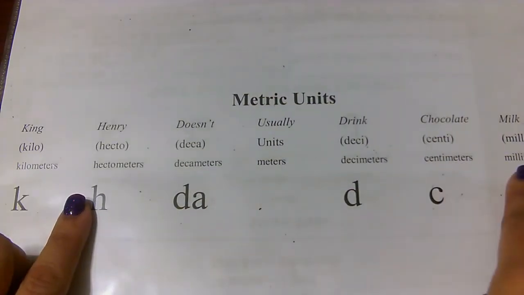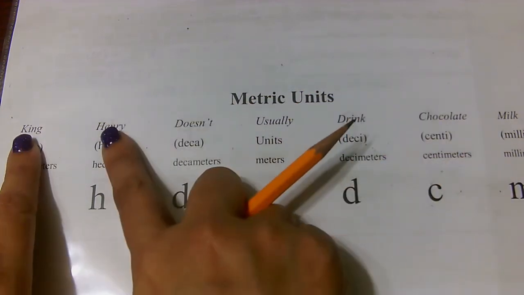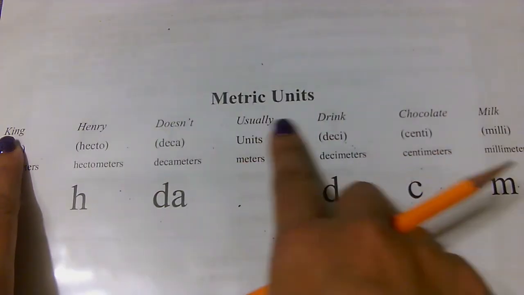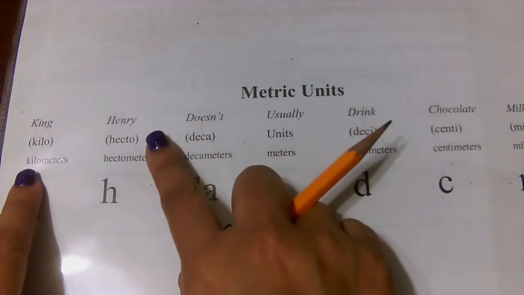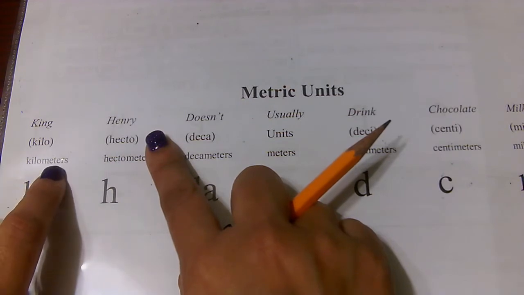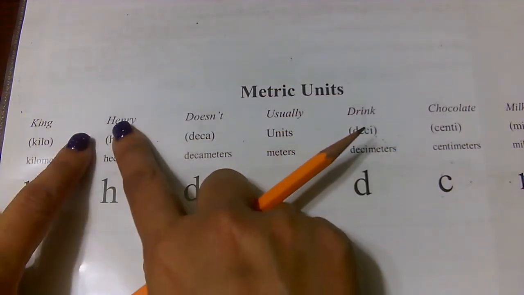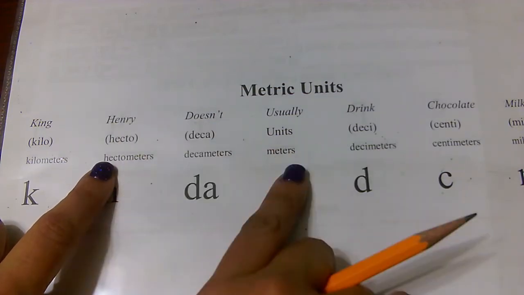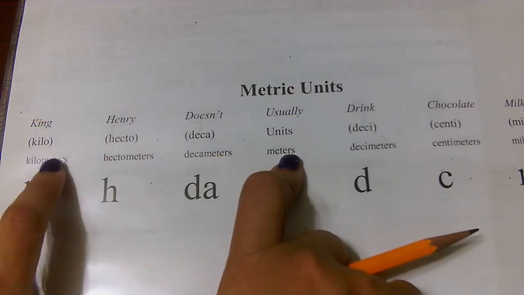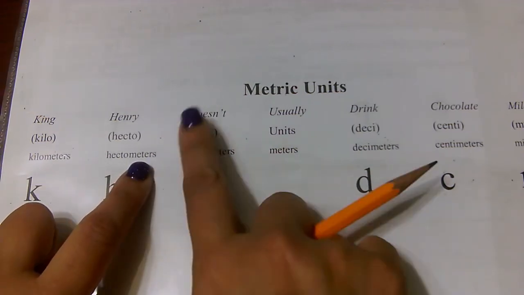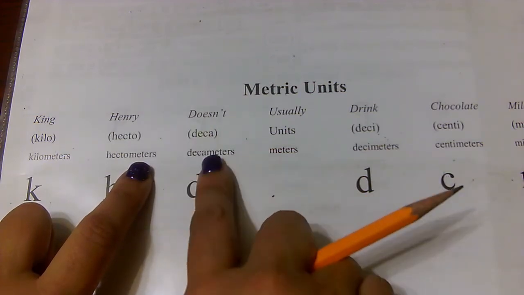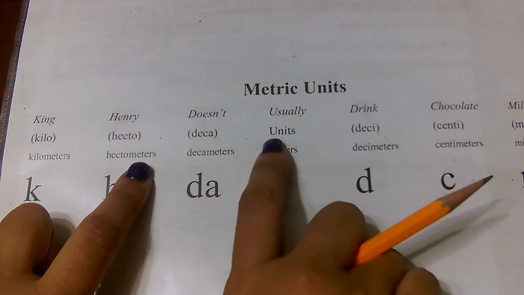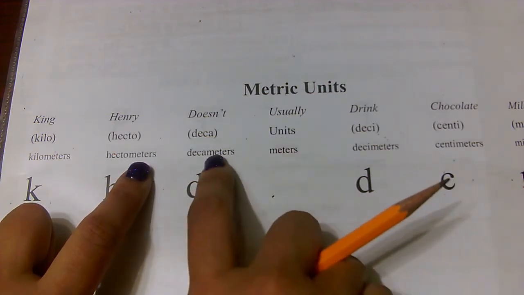Okay, all of these units here are like King Henry doesn't usually drink chocolate milk, if you want to remember it. The K stands for kilo, and then the unit could be anything. Okay, Henry stands for hecto, and then the unit is whatever you want it to be. So if we change this to watts, it could be kilowatts, hectowatts, decawatts instead of meters. Okay, usually stands for the units, and this is whatever that last part is going to be.